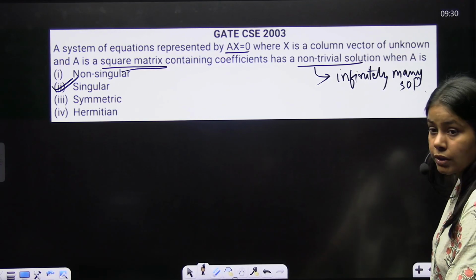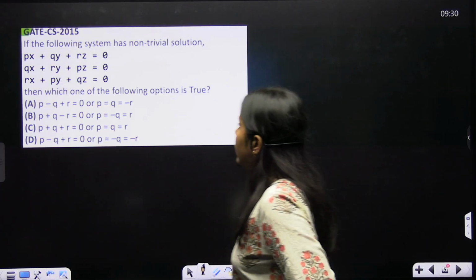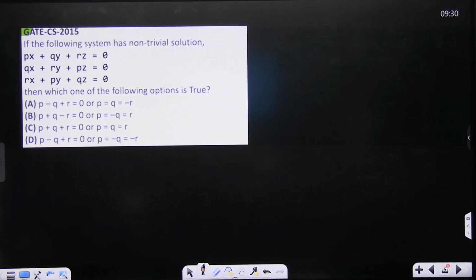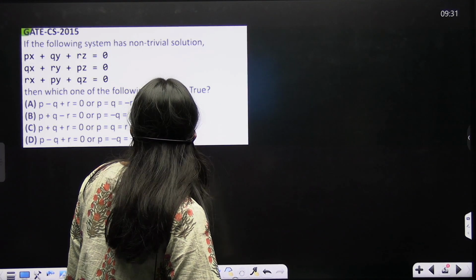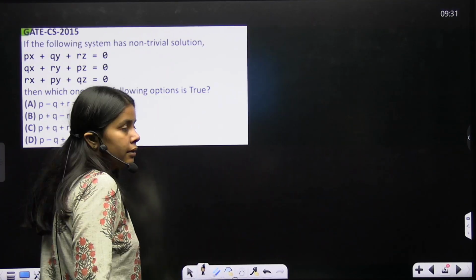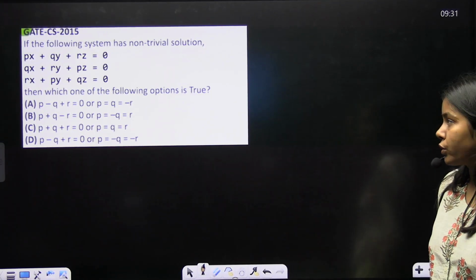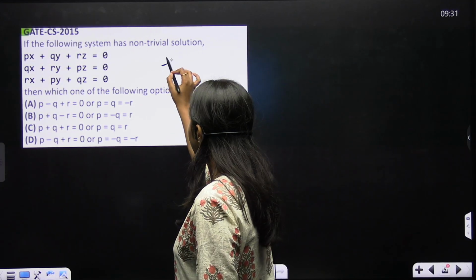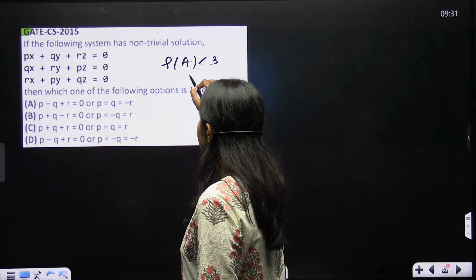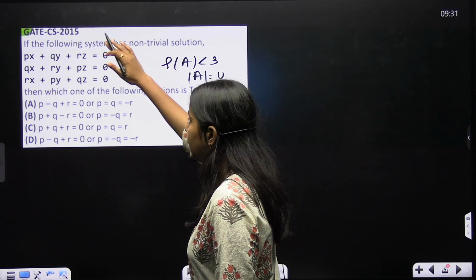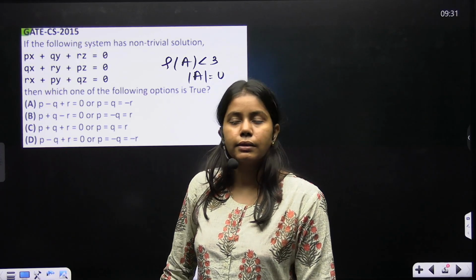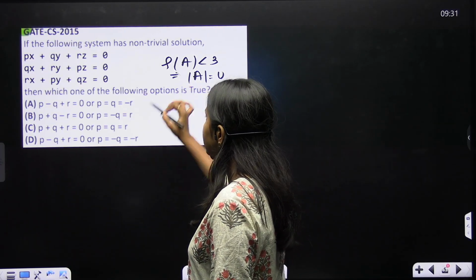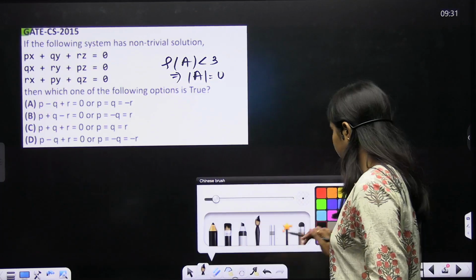Right, now let's see another question. The next question here: if the following system has a non-trivial solution, they are saying that it has a non-zero solution, and we have to find out which of the following conditions is true. Okay? The earlier one said non-trivial, this one also says non-trivial. So the system has infinitely many solutions, and when rank of A is less than 3, determinant A is 0, because if I row reduce, I'll get my answer. But can I do that with the help of this determinant? So I'm going to do it with the help of this determinant.